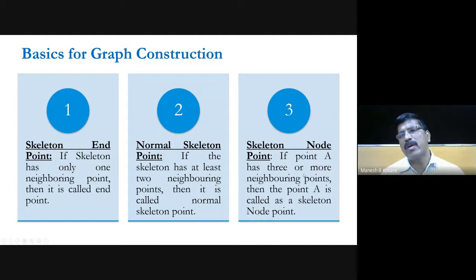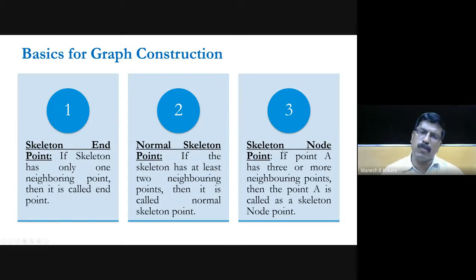So if a point has 3 or more neighboring points, then that point is called a skeleton node point. I hope you have understood what a skeleton endpoint is, where only one neighbor is there. A normal skeleton point has at least two neighboring pixels. A node point means there will be a junction, and in that junction a minimum of 3 or more neighboring points will be there, so the corresponding point is called a skeleton node point. So we have understood the endpoint, the normal point, and the node point.